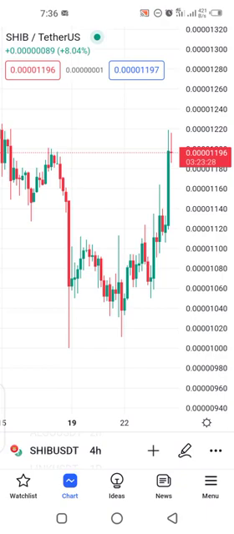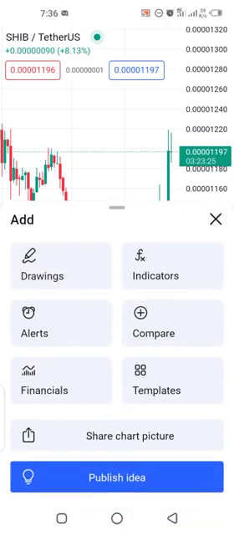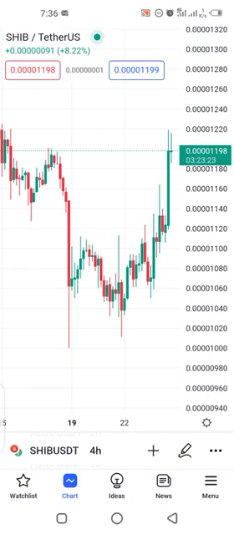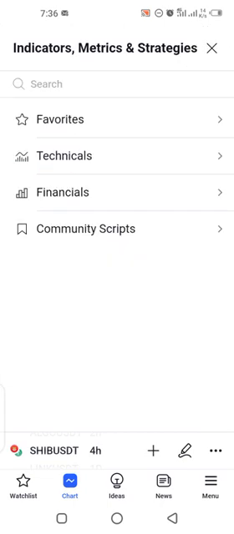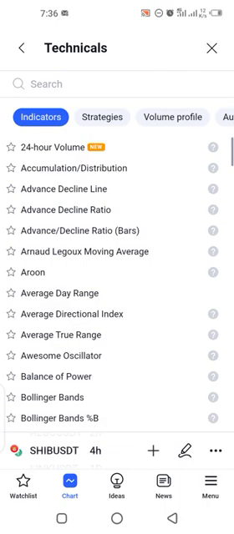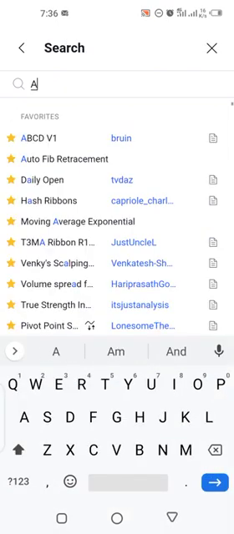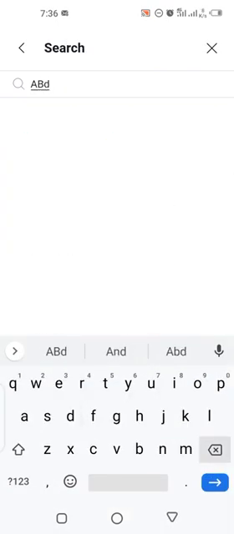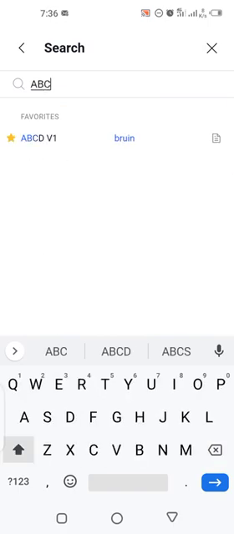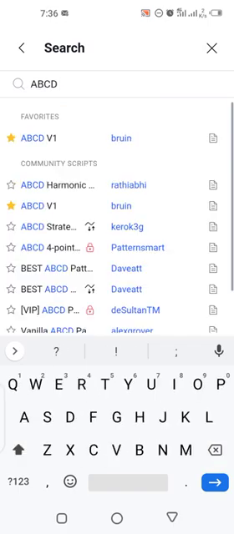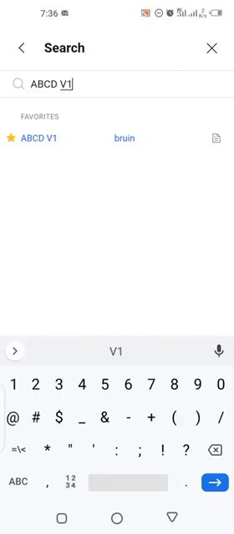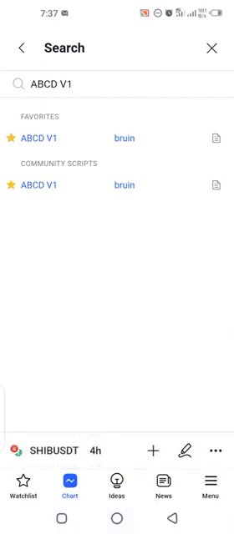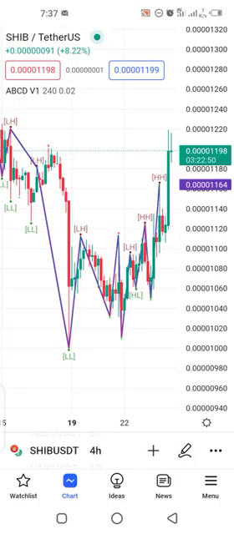ABCD V1. So we are specifically going to tap on the plus, and we go to FX indicators, and we basically go to technicals, and we type in the word ABCD V1. And like you see, I had already identified my indicator. So the first step is to tap on the star so that it joins your favorite list. Then you tap once on the word. Then basically the indicator gets into your screen.